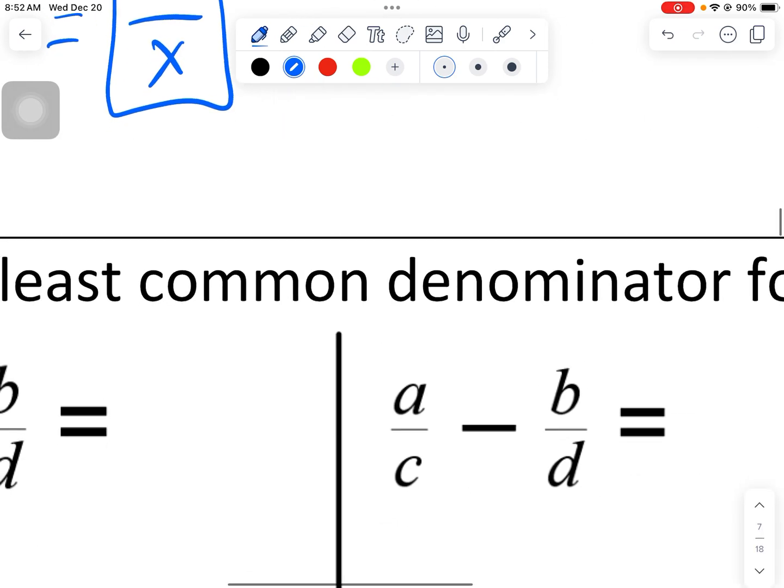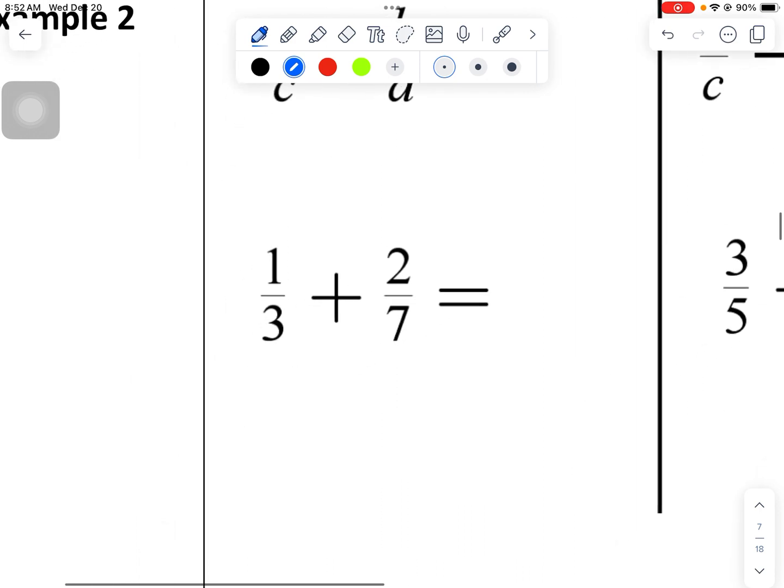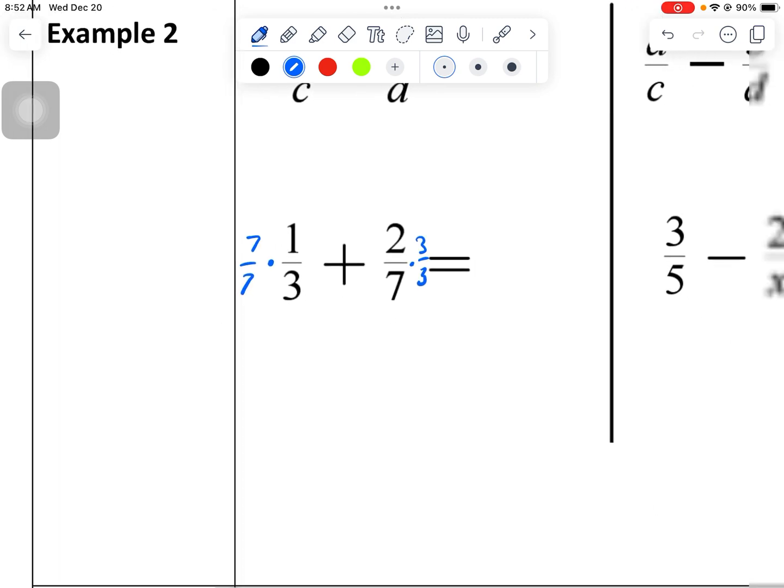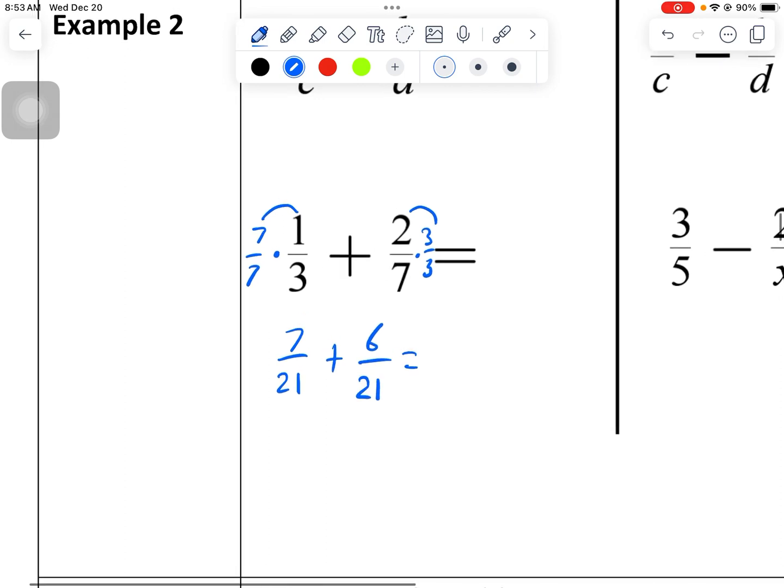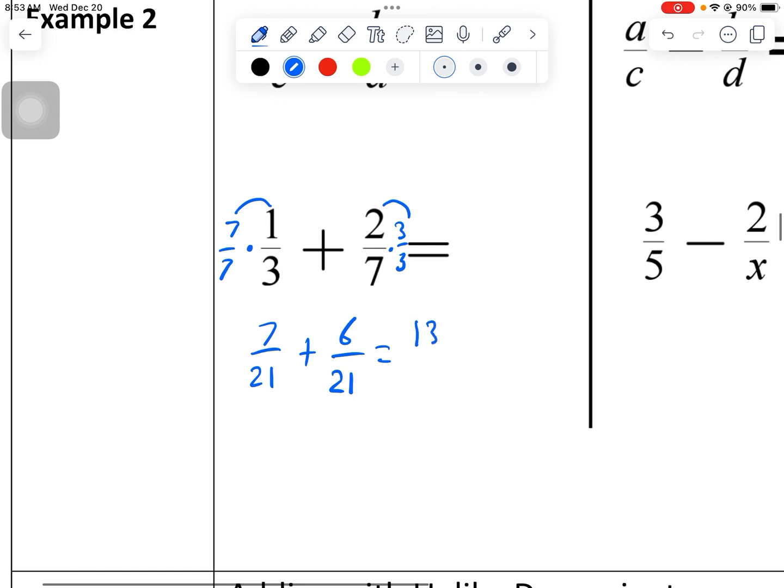And the way that we change our fractions is we're going to multiply each of them. This one I'm going to multiply by 7 over 7. And this one I'm going to multiply by 3 over 3. This changes it to 7 over 21 plus 6 over 21. And then we can add those together now that we have a common denominator, and we get 13 over 21.